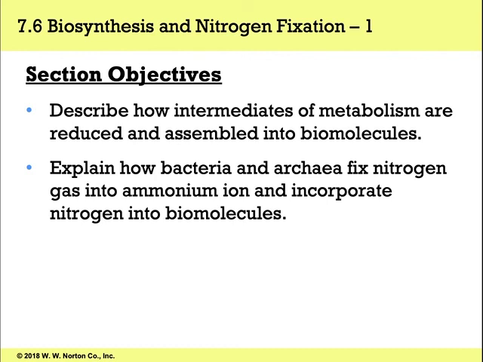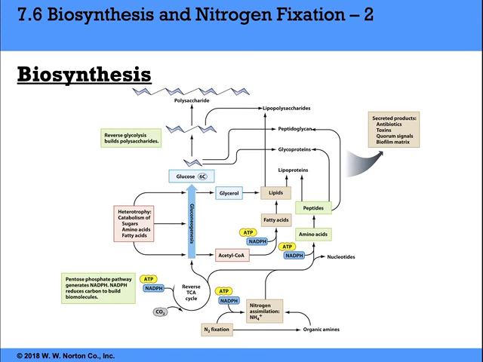We'll talk about how intermediates of metabolism can be assembled into biomolecules, and talk about how bacteria and archaea fix nitrogen gas into ammonium and incorporate nitrogen into biomolecules. So microbes get carbon skeletons through CO2 fixation or through the breakdown of compounds that are made by other microbes. Nitrogen is obtained by nitrogen fixation or by assimilation of organic amines by doing things like consuming protein, for instance, or taking up ammonium, okay, or nitrites or nitrates.